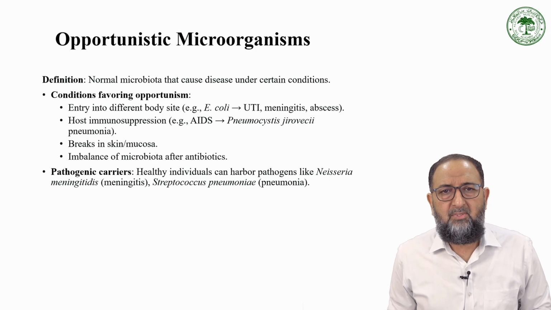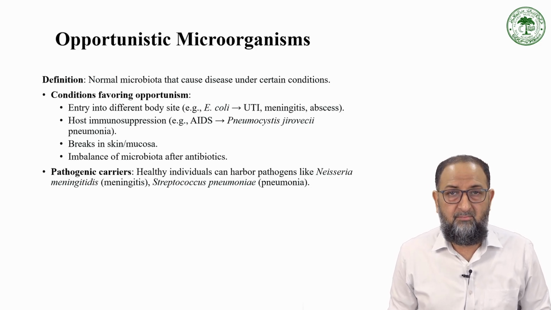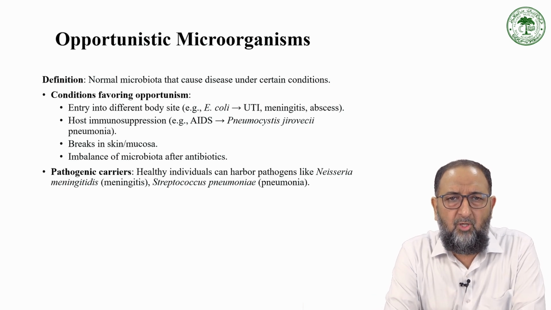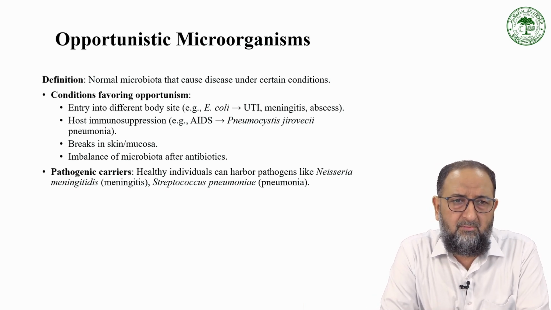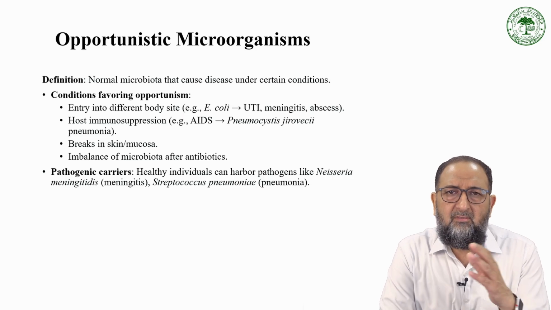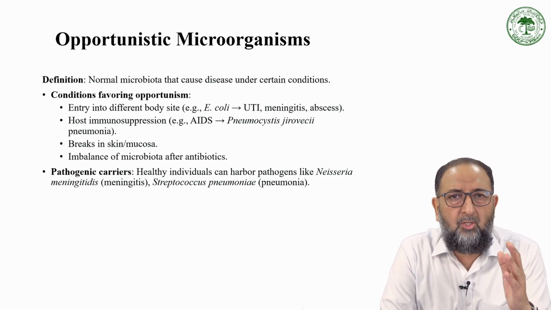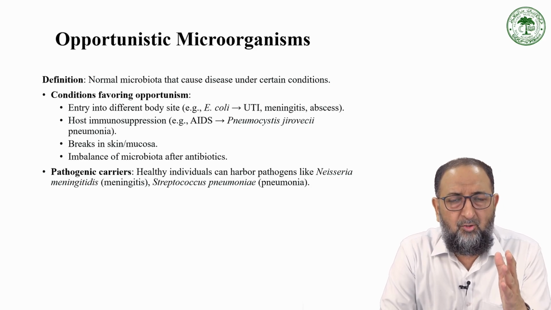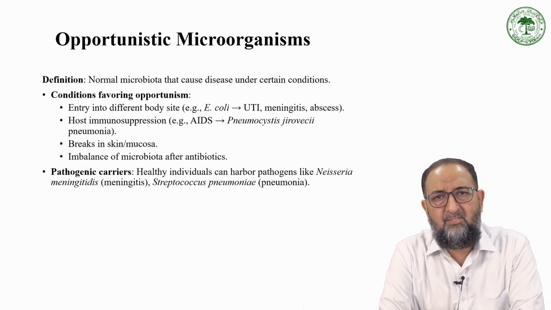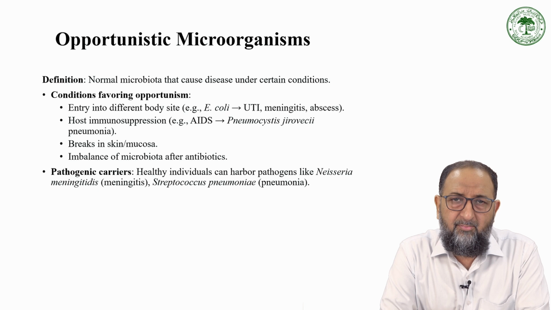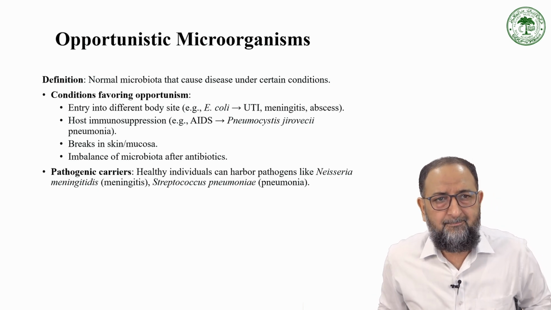Opportunistic microorganisms are microorganisms under the opportunism phenomenon, or mechanism. Opportunistic microorganisms means normal microbiota that cause disease under certain conditions, right. For example, I take the example of E. coli. E. coli is not pathogenic. Rather, E. coli is beneficial for the human gut to produce various vitamins, which become coenzymes for various enzyme activities also. It maintains the homeostasis of the microbial flora.